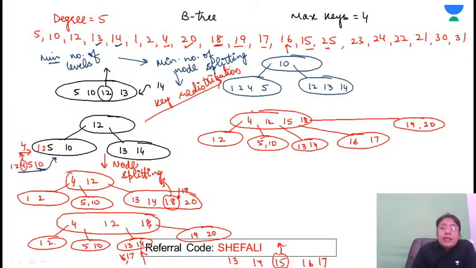15 is added. Next 25. 25 will be added where? In this tree. कोई problem नहीं है. 23 will be added where? In this tree. No problem. Next want to add 24. 24 needs to join this node.